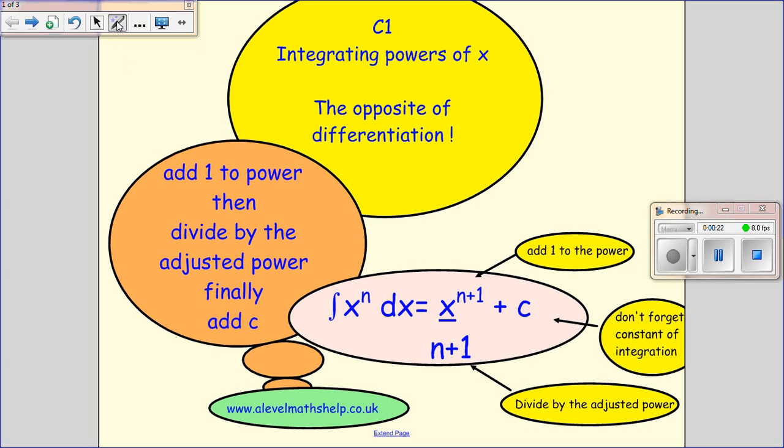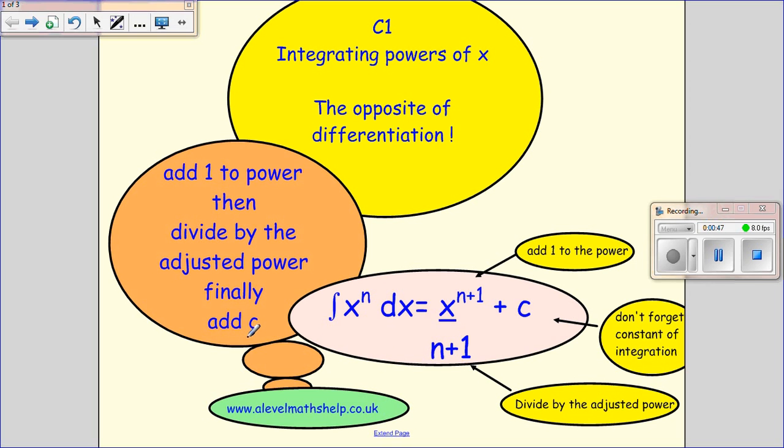So to do the opposite, where we took 1 from the power, we now need to add 1 to the power, and where we multiplied, we need to divide by the adjusted power. So you divide by the power after you've added 1 to it. And then finally we must add c, because when you differentiate a constant you get 0, and so there might have been a constant there, you don't know, so you have to add c, and it's called the constant of integration.